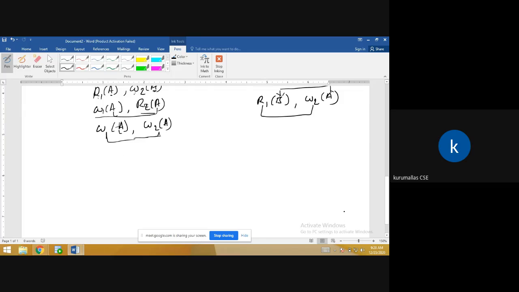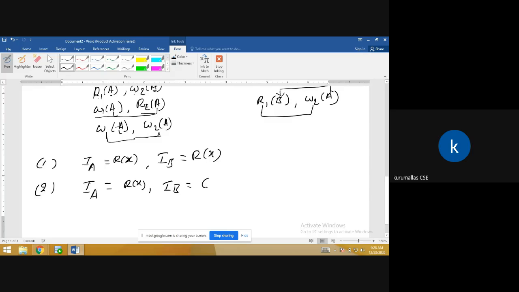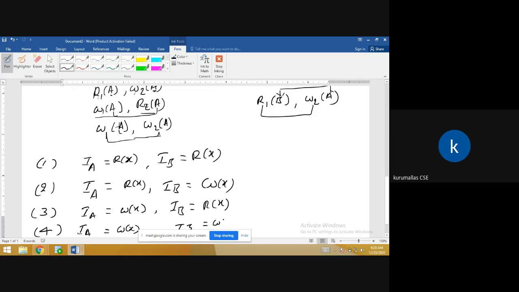So we represent the instructions IA and IB like this. In the first case, IA equals read of X, IB equals read of X. Next, IA equals read of X, IB equals W of X. Next, IA equals W of X, IB equals R of X. The fourth condition is IA equals W of X, and IB equals W of X.